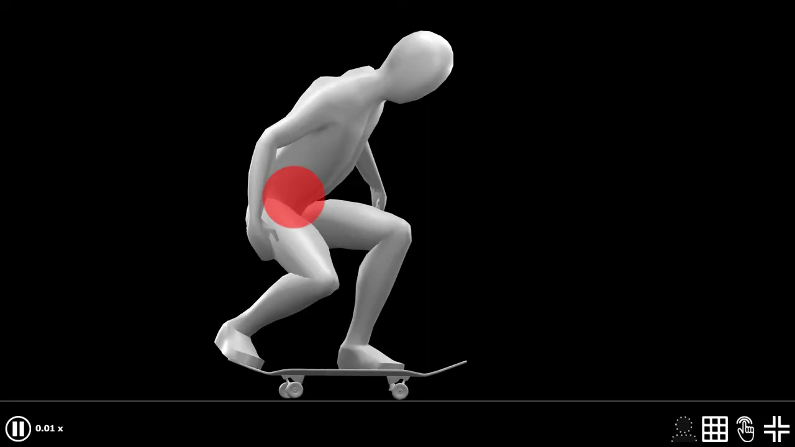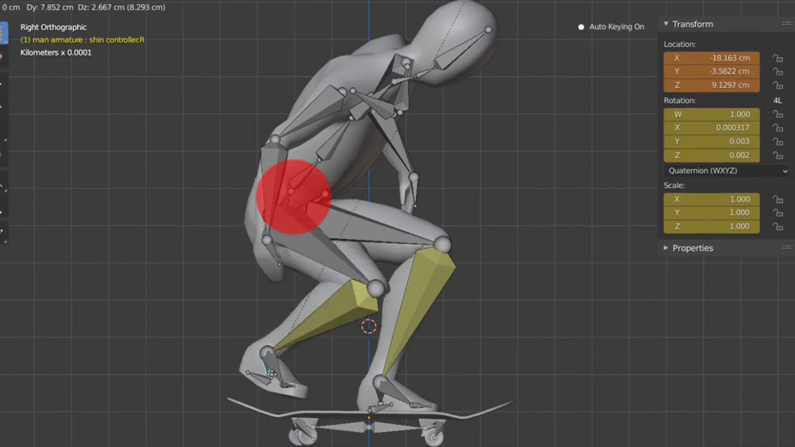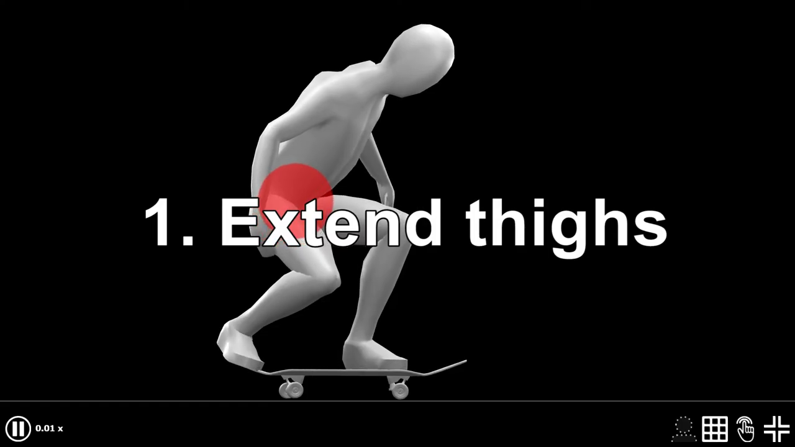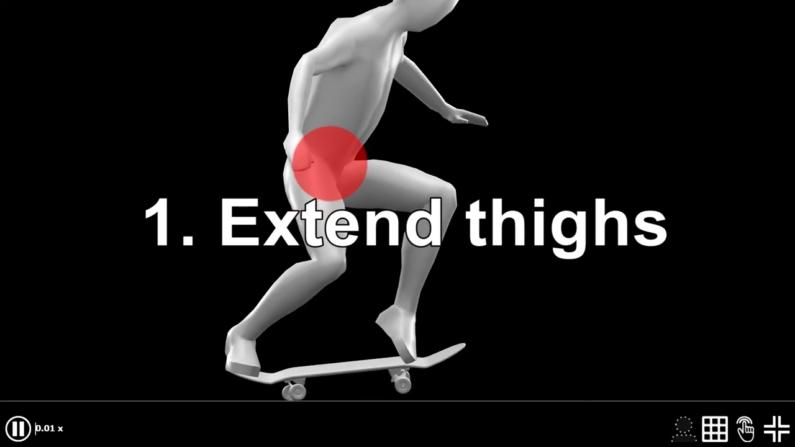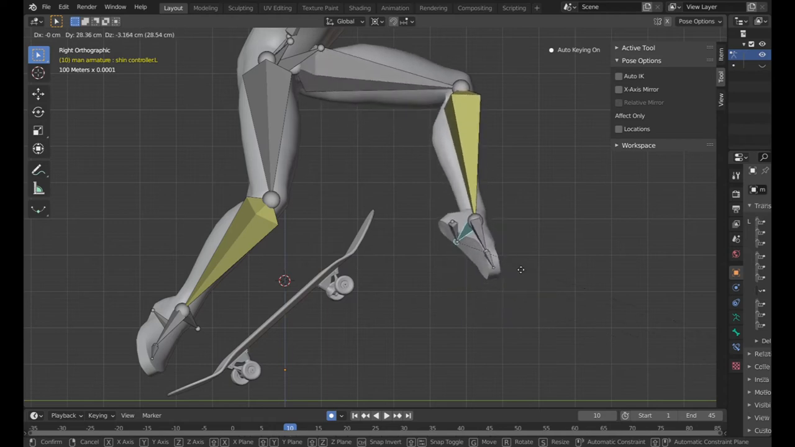When you approach, you crouch down, and the center of gravity should be somewhere around the red circle. And with the center of gravity holding your legs down, there is no way you could pop the tail without lifting your body. First of all, extend your thighs to lift the center of gravity of your body. Doing so makes enough room for your front foot to flick out.